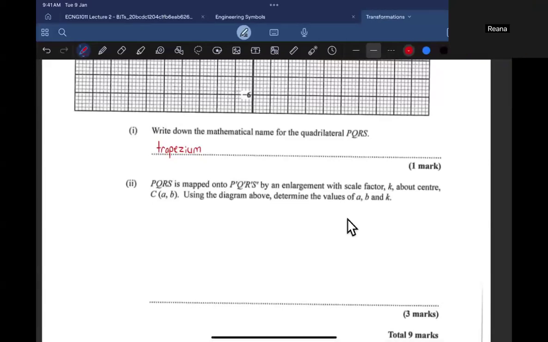PQRS is mapped onto P prime, Q prime, R prime, S prime by an enlargement with scale factor k about center C(a, b). Using the diagram above, determine the values of a, b, and k.